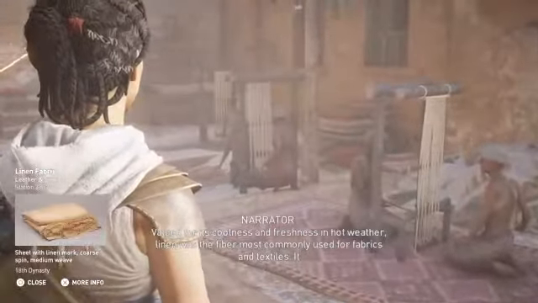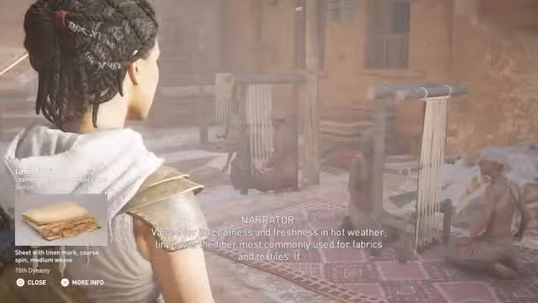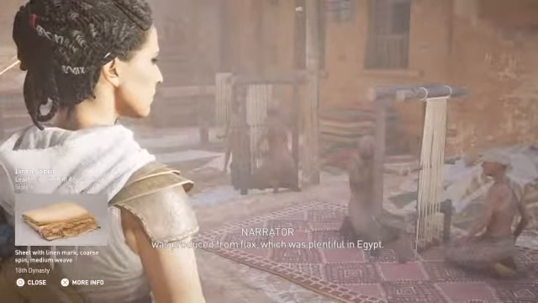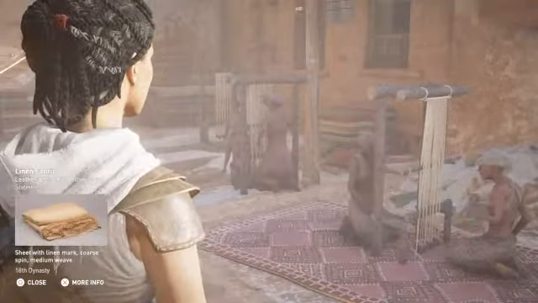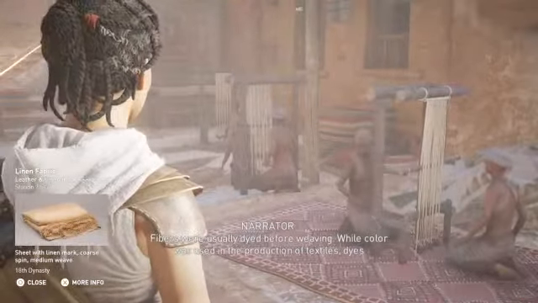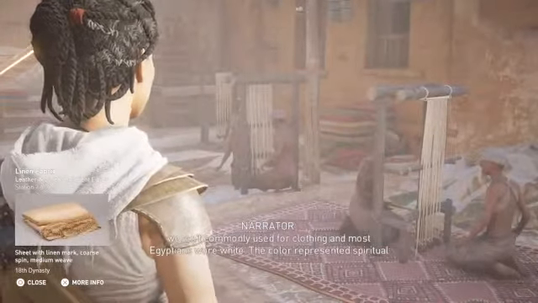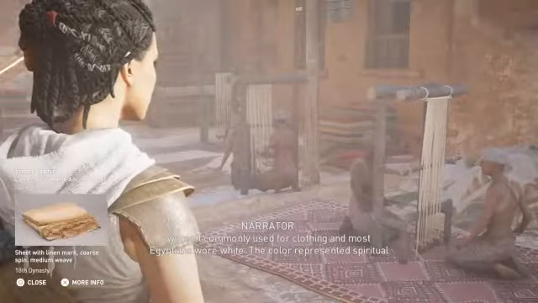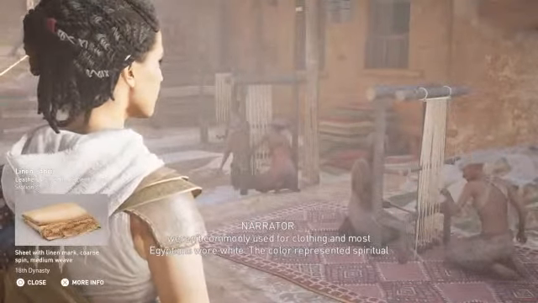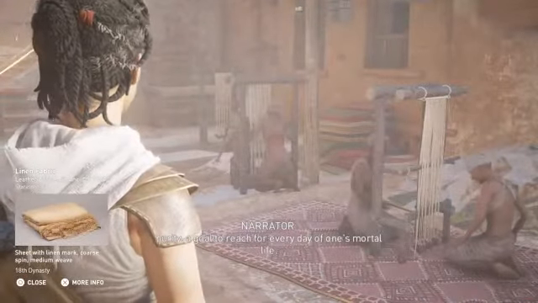Valued for its coolness and freshness in hot weather, linen was the fiber most commonly used for fabrics and textiles. It was produced from flax, which was plentiful in Egypt. Fibers were usually dyed before weaving. While color was used in the production of textiles, dyes weren't commonly used for clothing, and most Egyptians wore white. The color represented spiritual purity, a goal to reach for every day of one's mortal life.